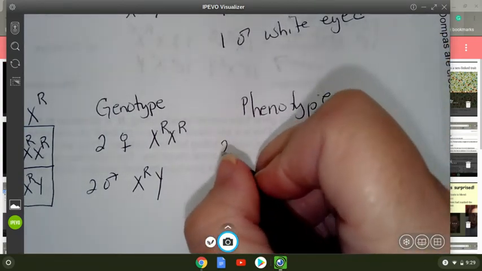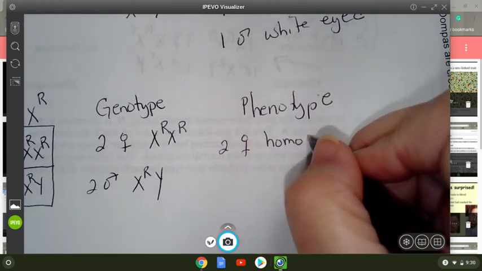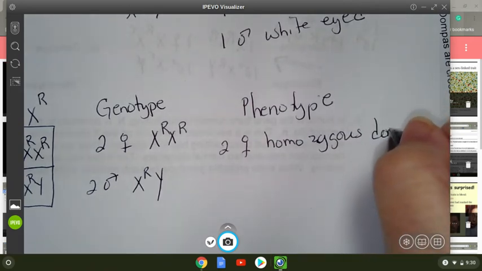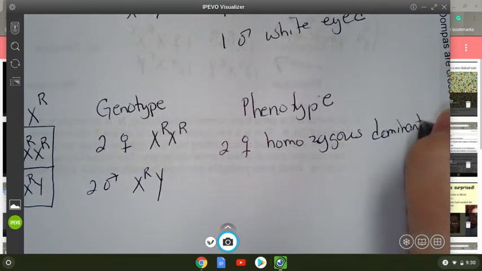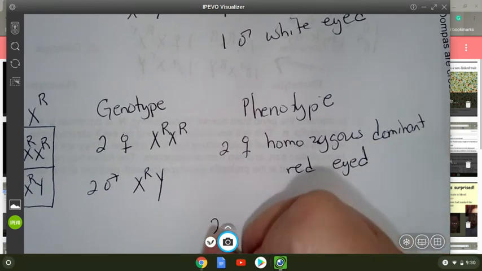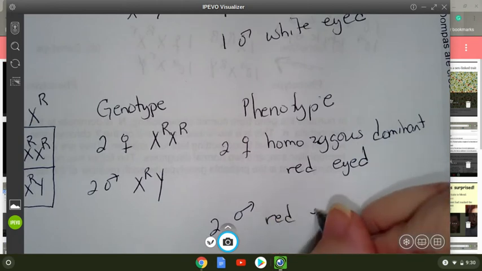we have two females, homozygous dominant, and that means that they're red-eyed. And we have two males that are red-eyed.